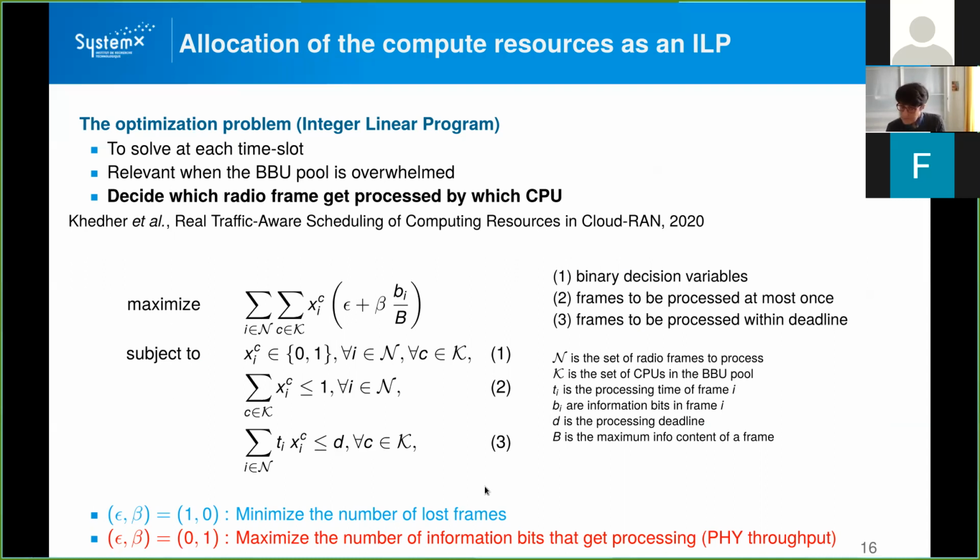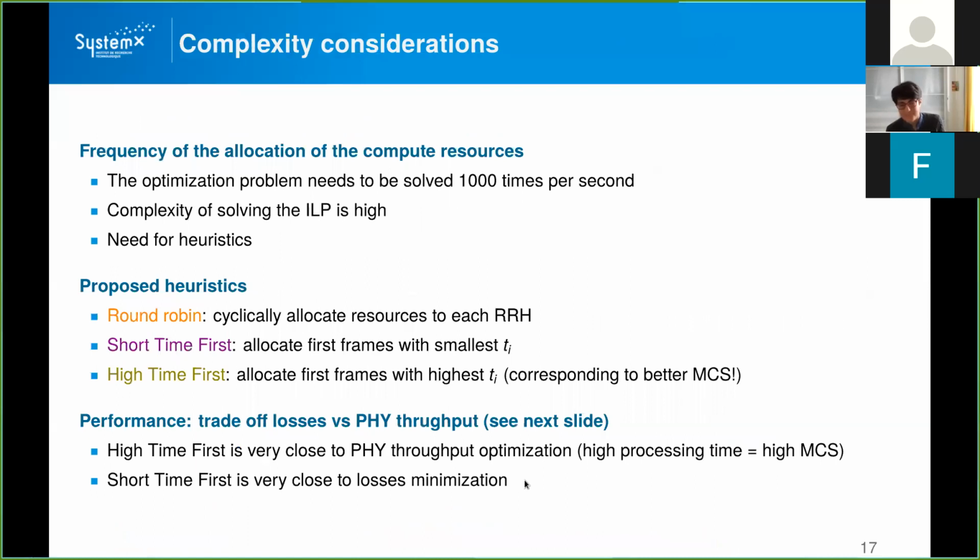And so I can solve this problem in an exact way. Solving this problem is doable, but it's complex as well. And I need to solve it about 1,000 times per second, because this is the duration of the time slot. And so it's not really the best solution to solve it in an exact way. I would be happy if I could have a heuristic to do it at small complexity.